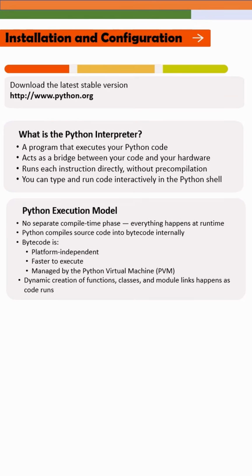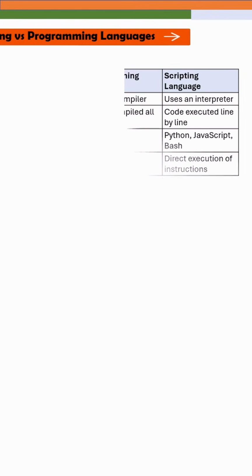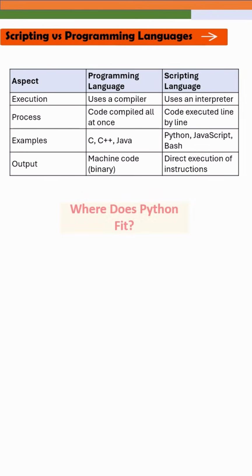Before we dive deeper into Python coding, let's take a step back and understand how Python fits into the broader world of programming languages. The primary difference between a scripting language and a programming language lies in how their code is executed. A traditional programming language such as C or C++ uses a compiler. It translates the entire source code into machine code before the program can run. Once compiled, the program executes directly on the hardware.